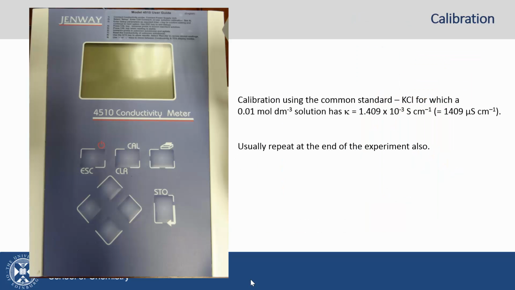An important step is calibration. We use a calibration with a common standard, potassium chloride, which for a 0.01 molar solution has the conductivity shown. When we're setting up the instrument, we set the instrument so that we reach this value, and then we can usually repeat it at the end of the experiment as well to ensure that there's no deviation in this value as the experiment goes on.